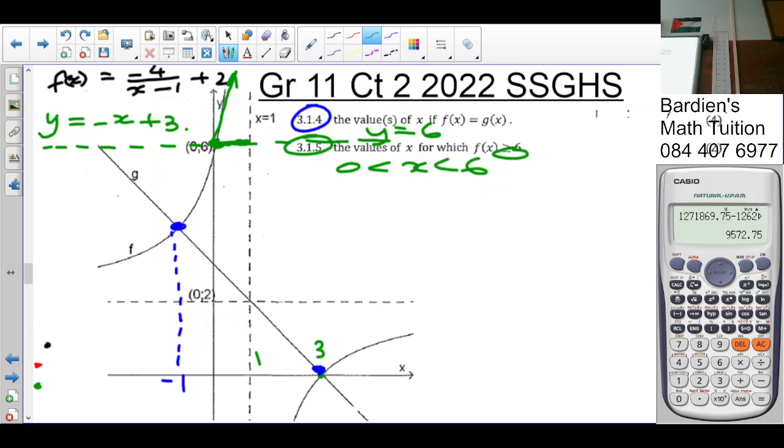Is it equal to 6 at 0? Yes. Is it equal to 6 at 1? Sorry, I wrote the 6 here. Is it equal to 6 at 1? No. Why? Because there is an asymptote there. So I don't put an equal sign below that inequality.